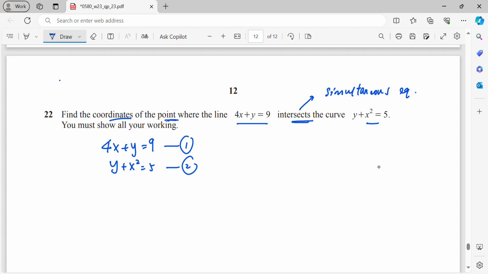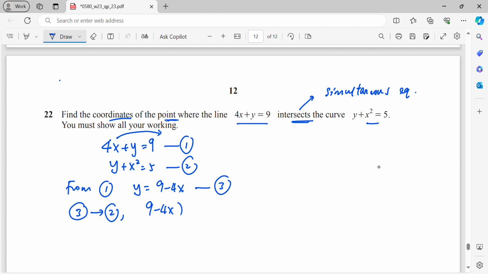To solve simultaneous equations, you can use the substitution method or the elimination method. From here, I will use the substitution method. From the first equation, I make y the subject by moving 4x to the other side. That means y is 9 minus 4x. Let's say this is the third equation. Now I substitute the third equation into the second equation. So I get 9 minus 4x, that is my y, plus x squared equals 5.